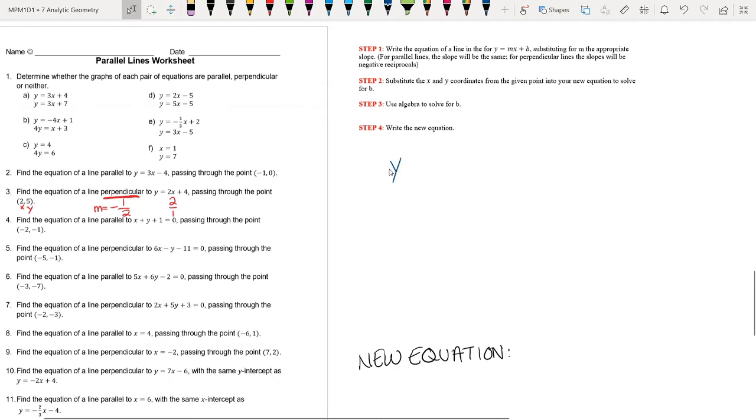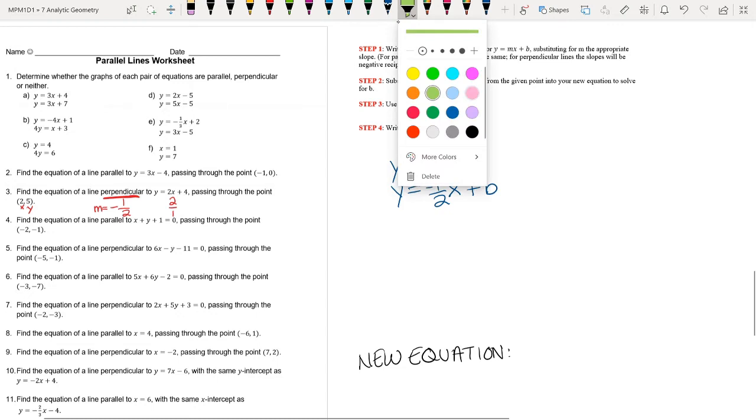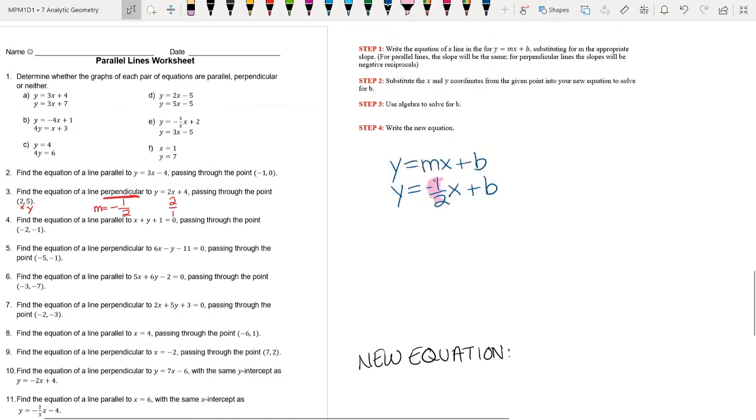The first step is I'm going to write the equation y equals mx plus b, substituting in for m the slope of the line that I'm creating. So now, I know the value of m, and we're going to continue to color code throughout. This is my slope here. And I need to find out the value of b. And I can do that by now following step 2, which is substituting in the values for x and y. So the value of y is 5. The value for x is 2.